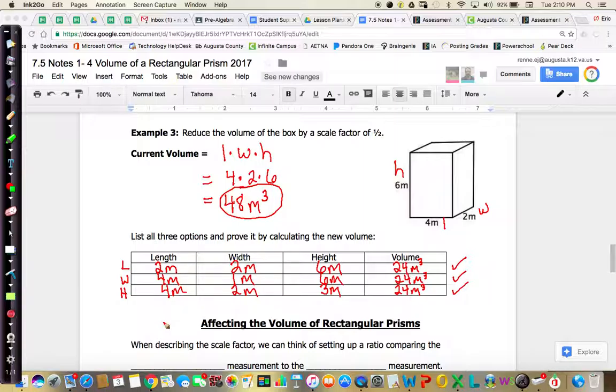So if I ever asked you how many attributes do you change at a time, you would say 1. Because here we change the length, that's 1. Here we change the width, which is 1. And here we change the height, which is 1. So we only change 1 at a time. So if we want to cut the volume in half, we only change 1 attribute.